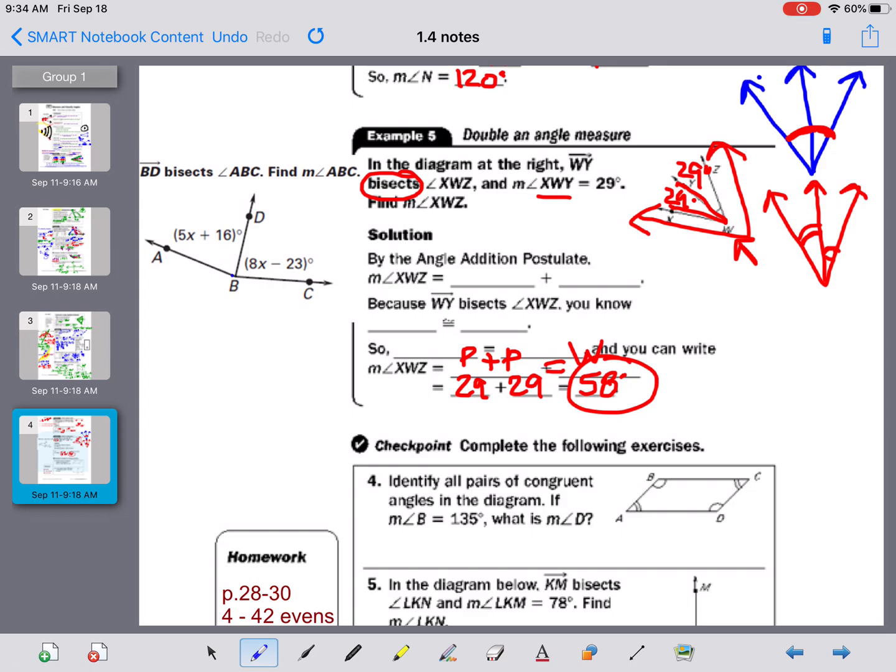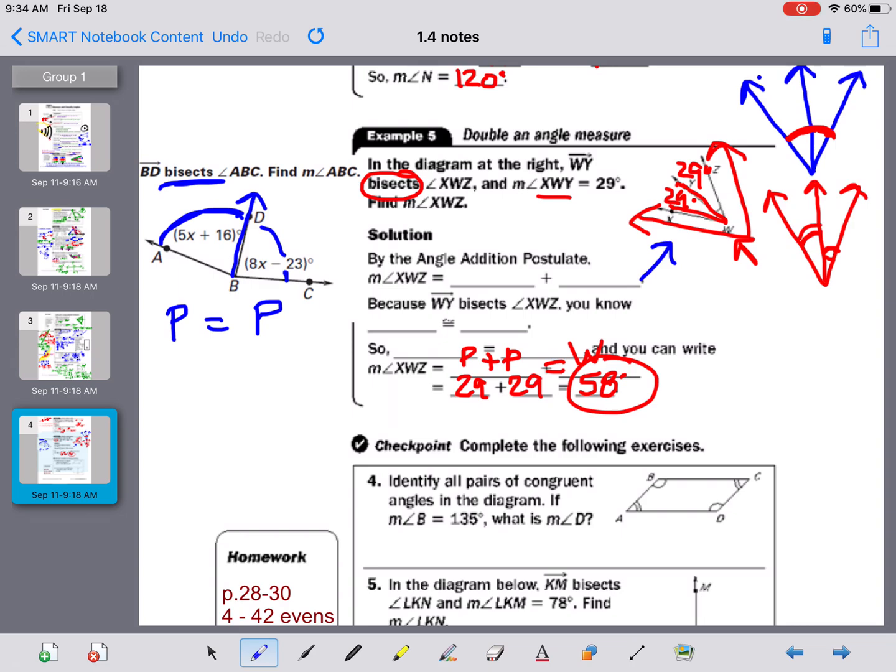I have ray BD right here bisecting my angle, okay? As soon as I see bisect, this is equal to this, so arc marks there, they're equal. Not only that, I'm going to set up part equals part. Yes, I know part plus part equals whole, but here I need part equals part to solve for x.